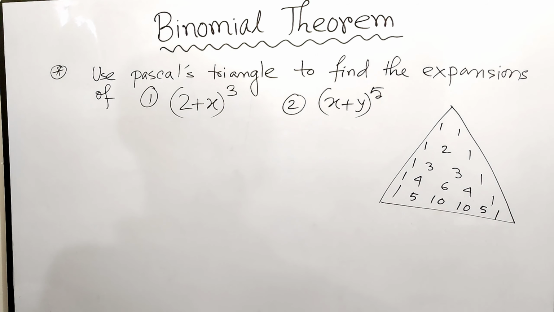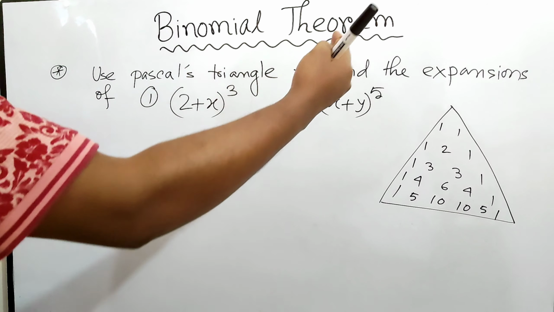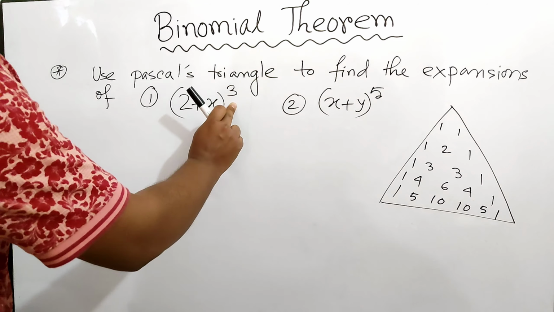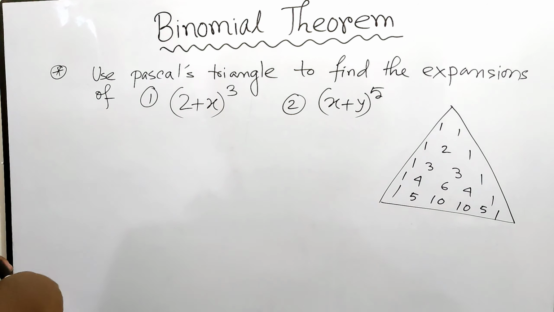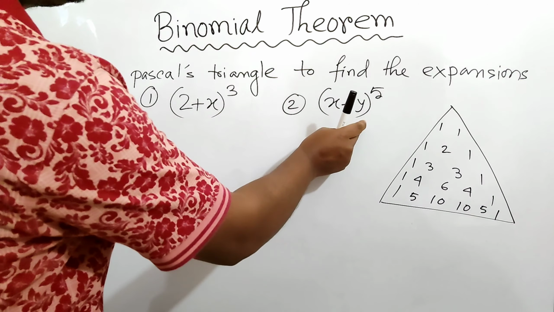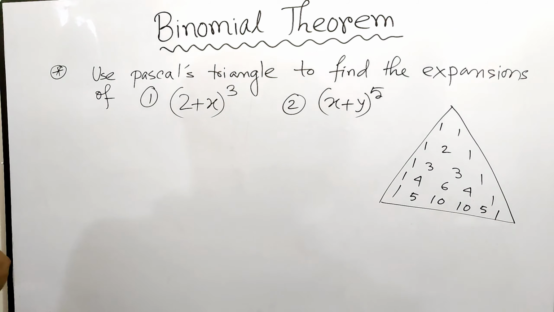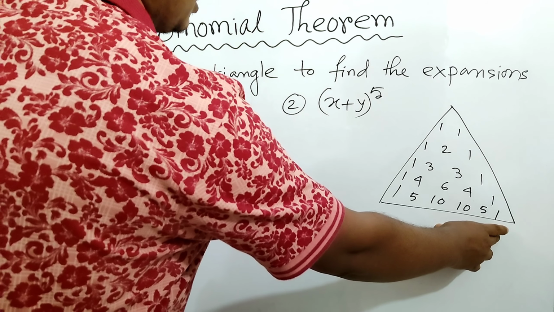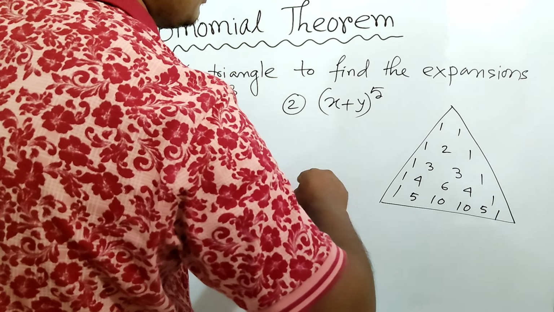Always keep in mind, if the power is 2, then the total number of terms should be 2 plus 1, that is 3. If the power is 3, then the total number of terms of this expansion should be 3 plus 1, that is 4. So here it should be 6. Here I wrote Pascal's triangle up to power 5, which means the total number of terms should be 6. These are the coefficients of this Pascal triangle.